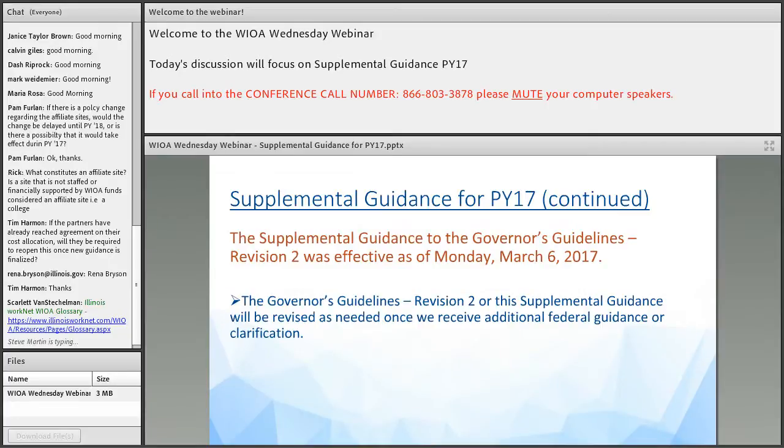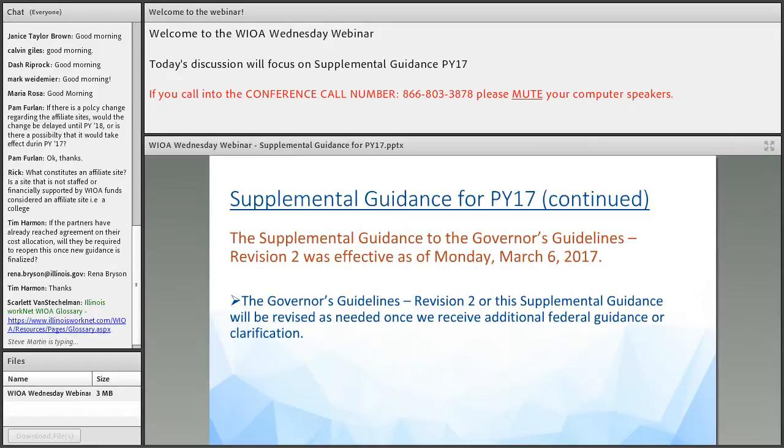And the last item, just to note, is that the supplemental guidance was considered effective the day it was distributed, which is Monday, March 6th, 2017. So it's in effect, and anytime major federal clarifications or guidance is received, we'll obviously immediately look at that as an interagency work group and decide what additional revisions need to be made.